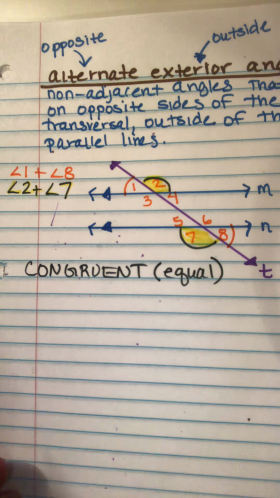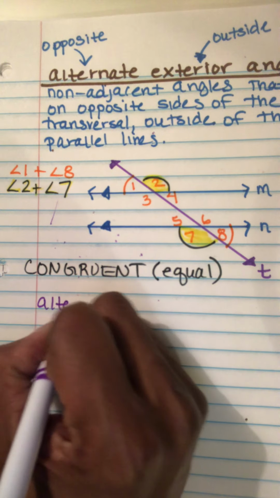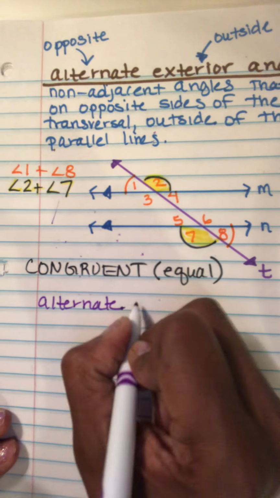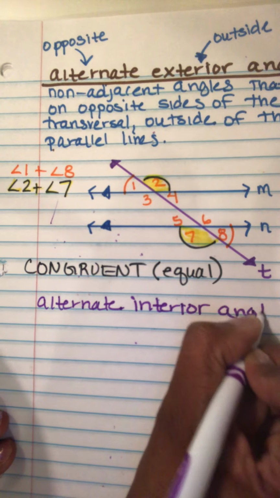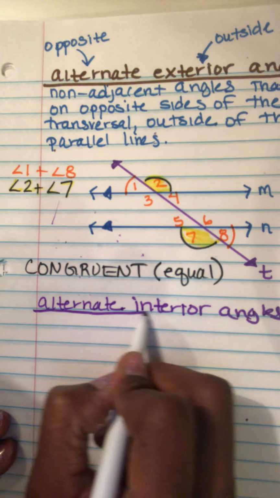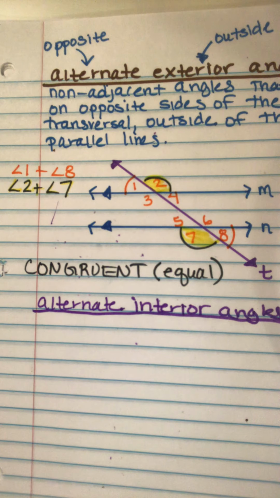So we're talking about alternate exterior angles. I also have to tell you about the alternate interior angles. What do you think that definition would be? Okay, we're going to go with it. It's still a non-adjacent angle, and it's still going to lie on the opposite side of the transversal, but it's going to be between, or inside of, the parallel lines.